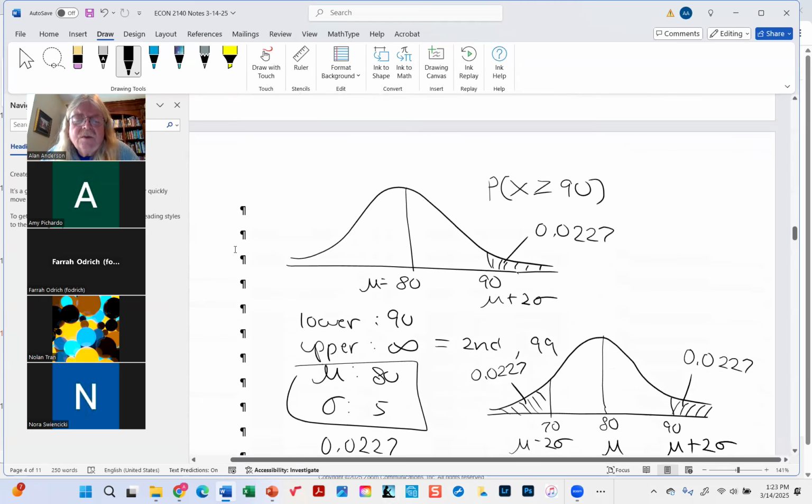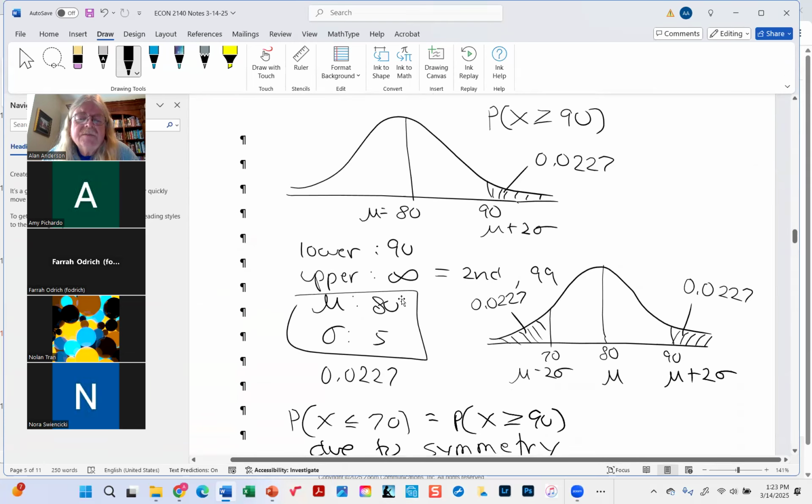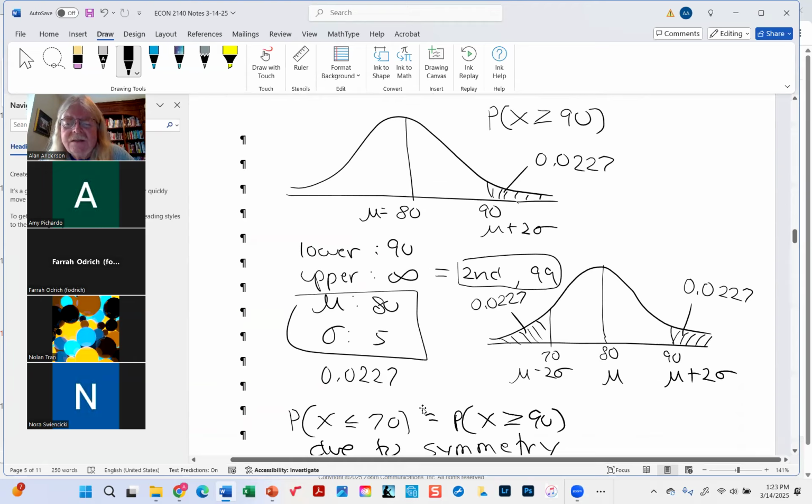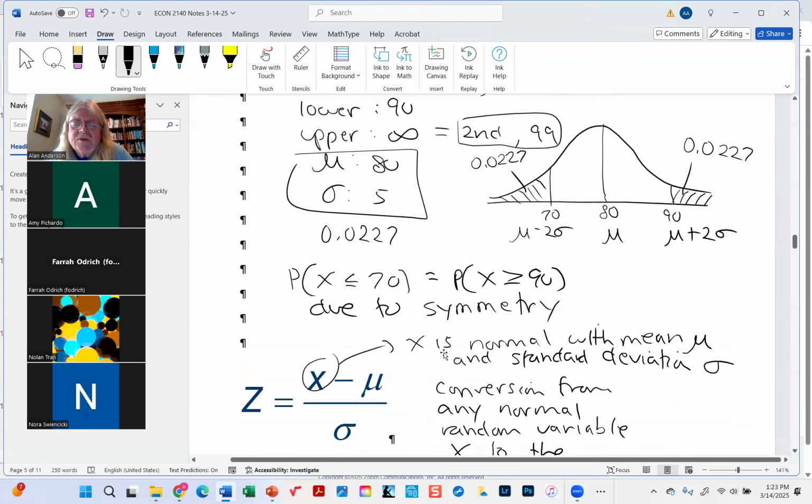Now, let's try this one. Let's go to greater than or equal to 90. And this now represents being 2 standard deviations above the mean. So when we type in the numbers, 90 up to infinity, which again, we represent as second comma 99. Well, what do you know? It's 0.0227 again. And that's not an accident because here with 90, we are 2 standard deviations above the mean. With 70, we're 2 standard deviations below the mean. So therefore, those shaded regions must be equal to each other. And that's due to symmetry.